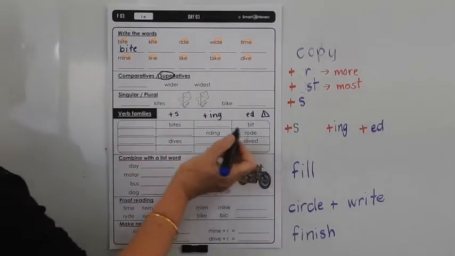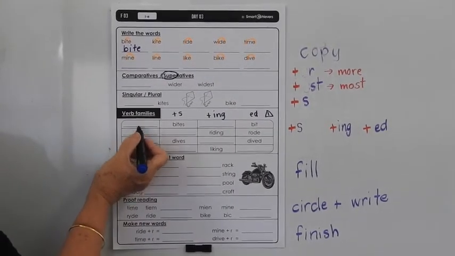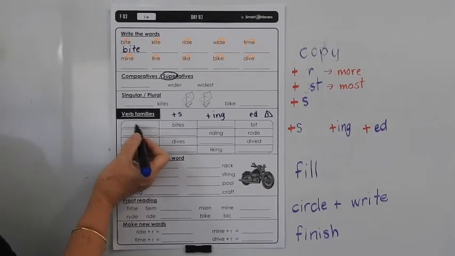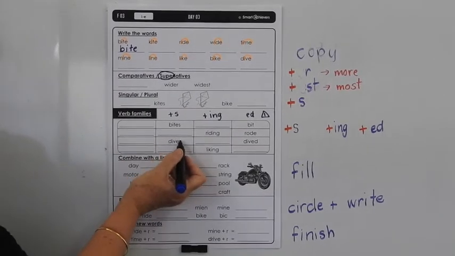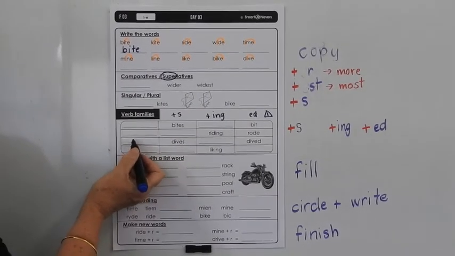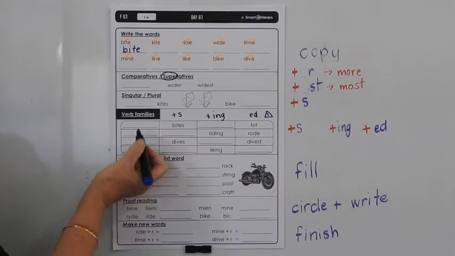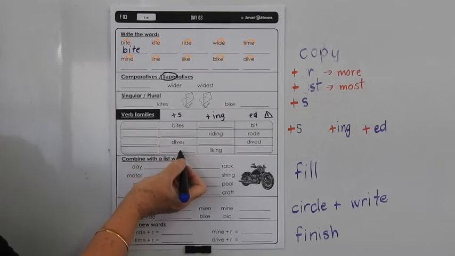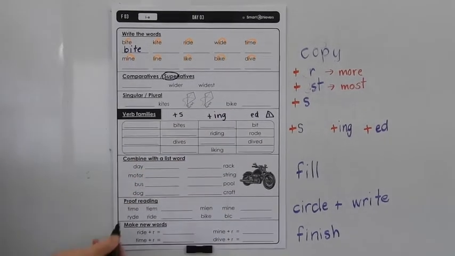All of these words here are verbs and they're in their different tenses. First of all you have to find the base word. So bites comes from the word bite. Riding comes from the base word ride. Dives comes from the base word dive. Liking comes from the base word like. So you just have to write the base words here. Here you're adding S to the end of each of them. Here you're adding ing. But something tricky is happening here.